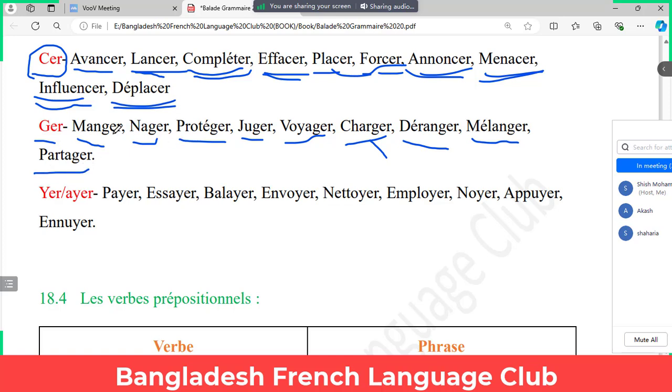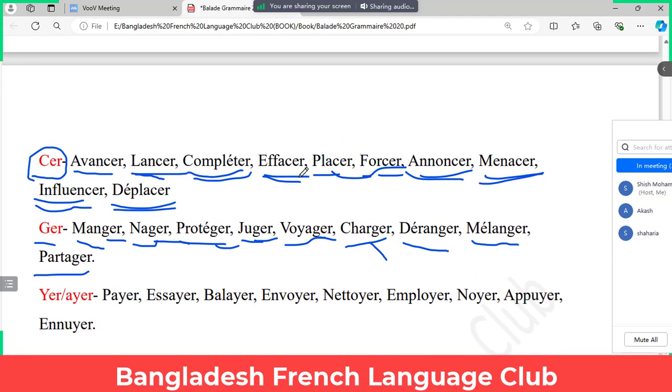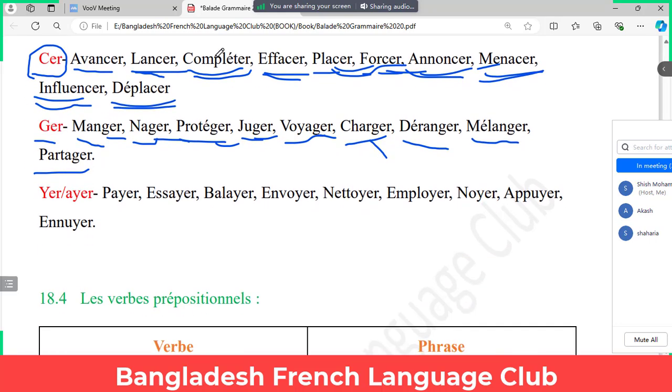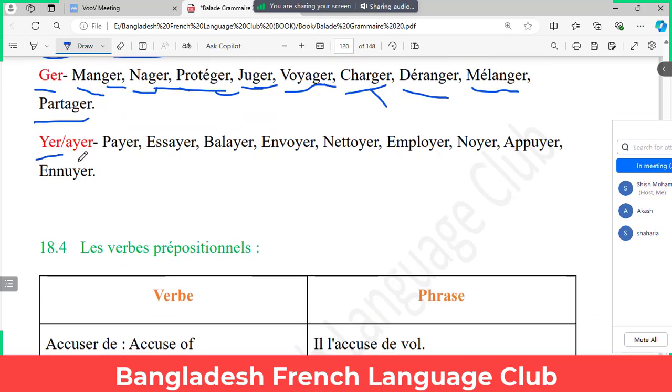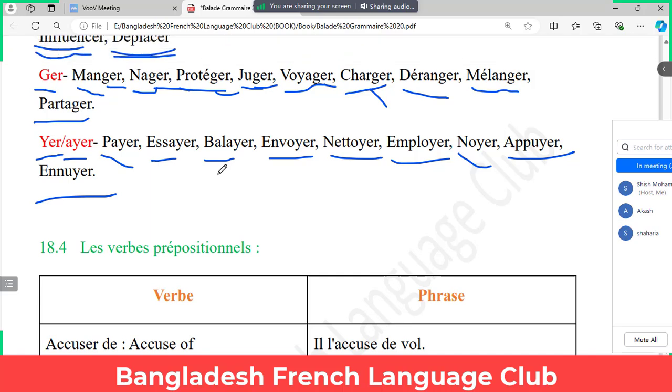So all the verbs end with ger. Everywhere you see the ger at the end, and the above cer, cer, cer. So those verbs will follow the rule that we just learned. And then yer or ayer. So you see payer, essayer, balayer, envoyer, nettoyer, employer, noyer, appuyer, ennuyer. Okay? So do you know the meaning of all the verbs?